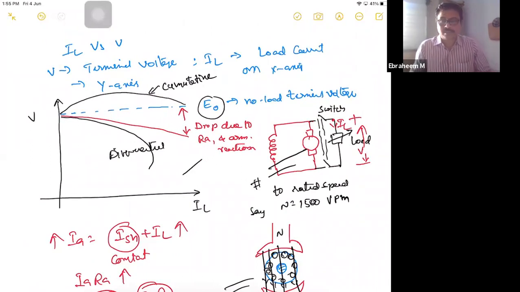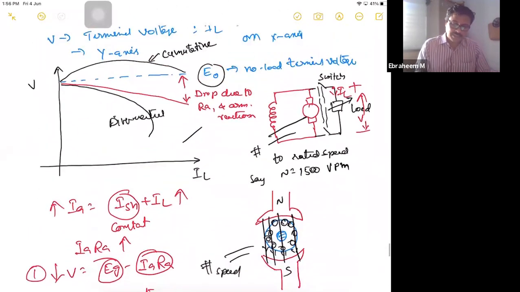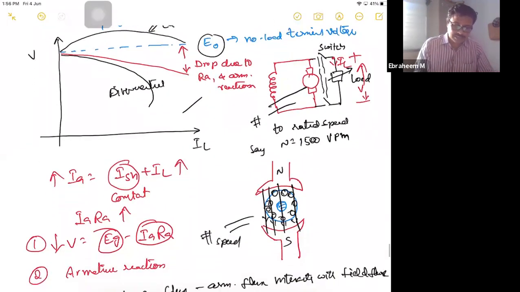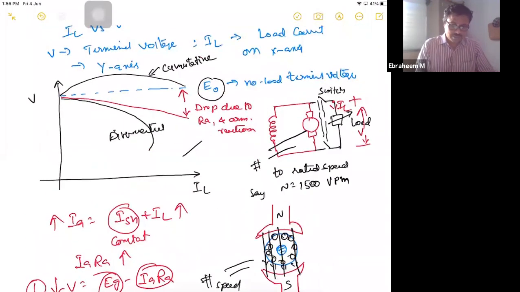The drop in the terminal voltage is because of the voltage drop in the armature resistance and armature reaction. Both will bring the terminal voltage down when the load is increasing. For the cumulative compound, the voltage will rise and come to a normal value. For shunt, it will continuously decrease slightly from its no load value, and for differential compound generator, it will drastically decrease with the load.